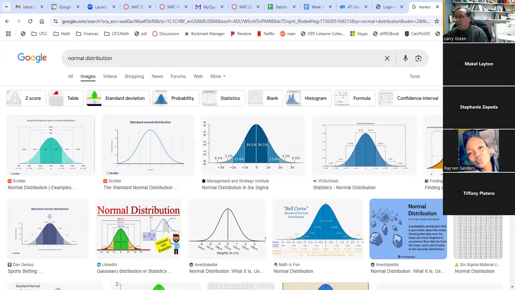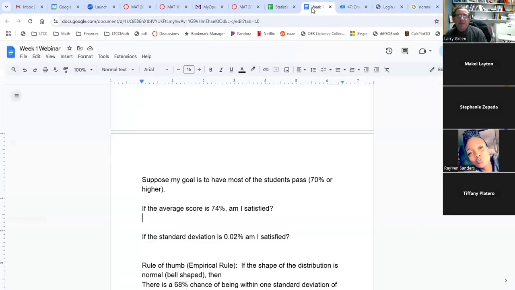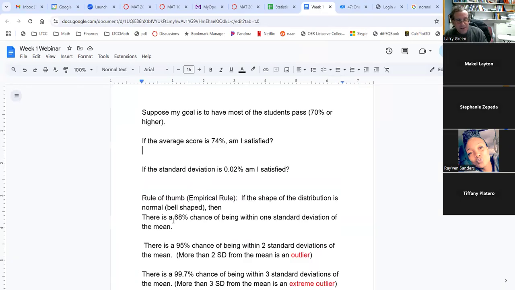It turns out the normal distribution is by far the most important distribution of this entire class. So we want to really understand that. So just to note, something called the empirical rule says that if you follow a normal distribution, then there's a 68% chance of being within 1 standard deviation of the mean. There's a 95% chance of being within 2 standard deviations of the mean.